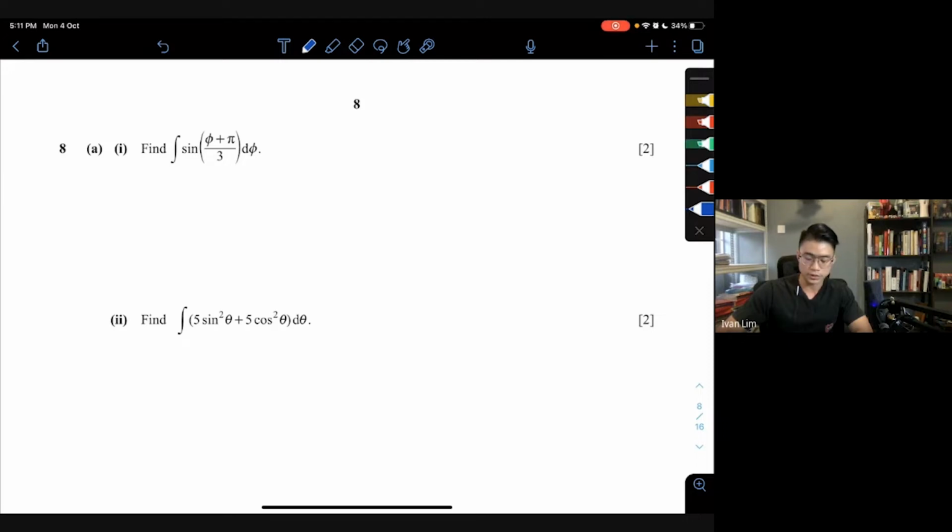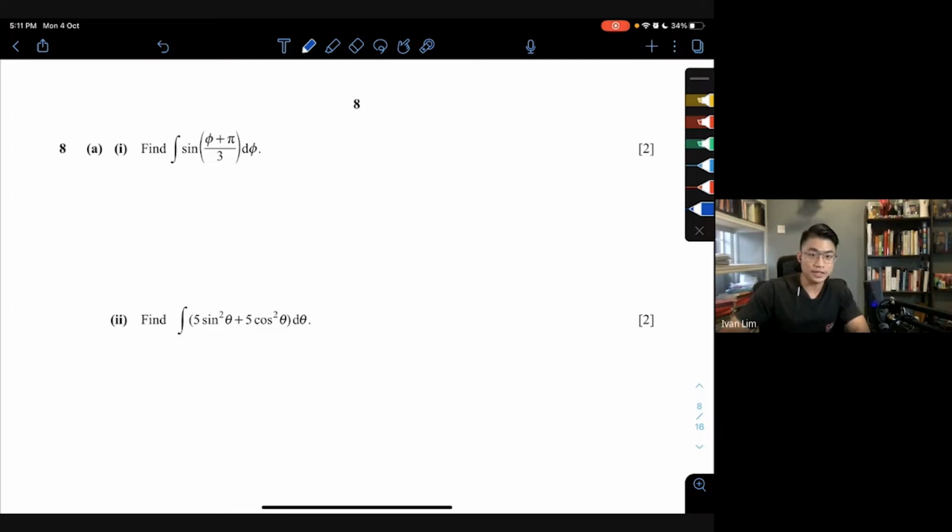Sorry, this is not theta. I forgot what this symbol is called already. Who knows what the symbol is called? Suddenly cannot process. What's this Greek symbol called? Anyway, we just call it theta.